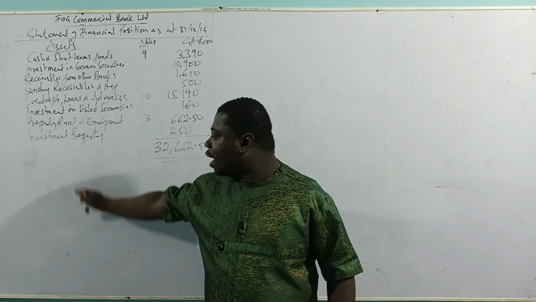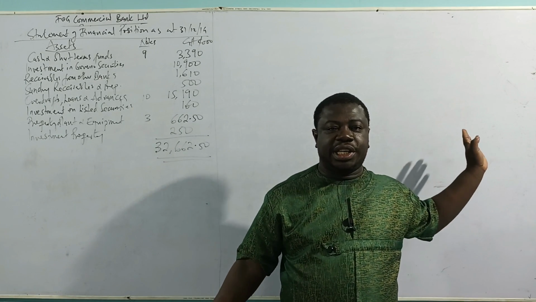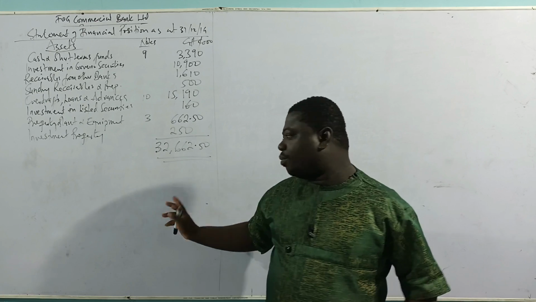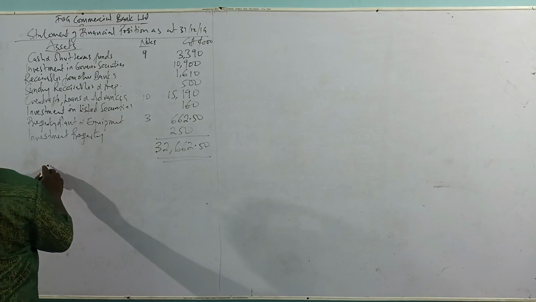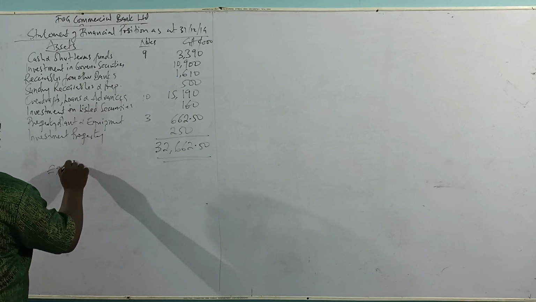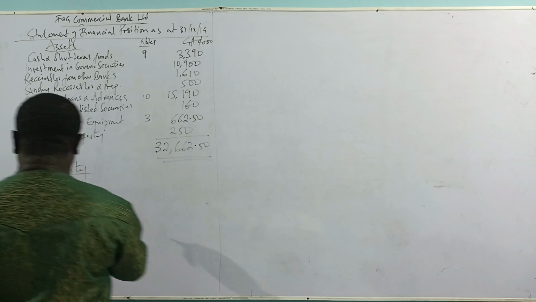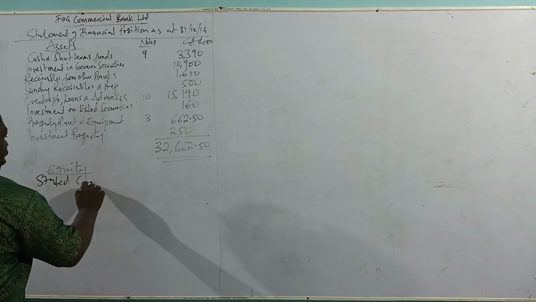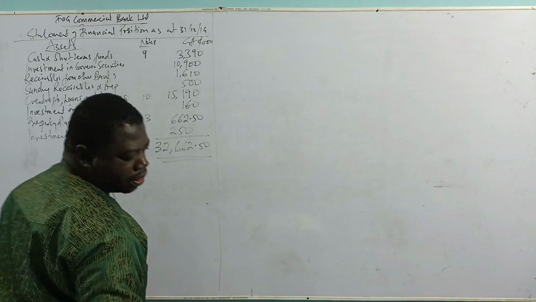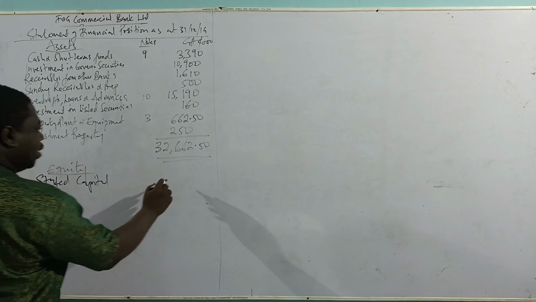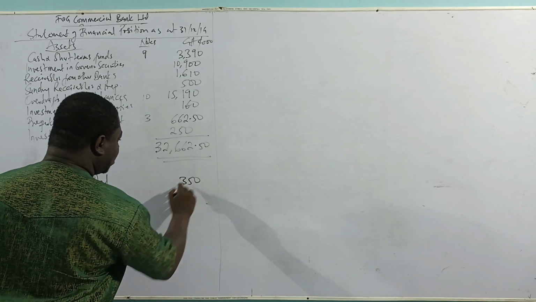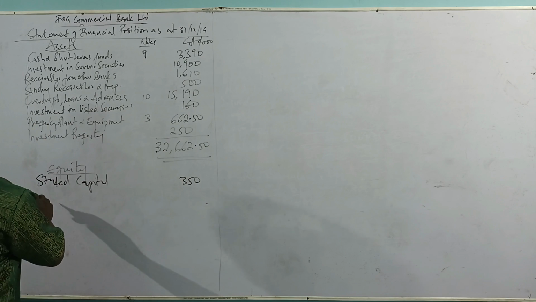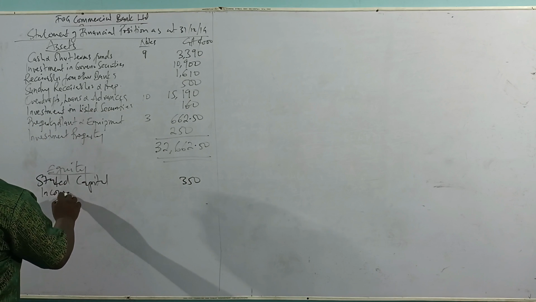So with the equity items, we already got it from the changes in equity. So I'm just listing them with their totals quickly. Equity, we have 4 items of equity. Stated capital, and the balance there from the changes in equity was 350. That's the closing balance.